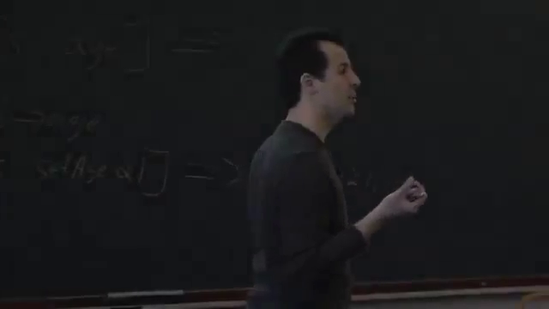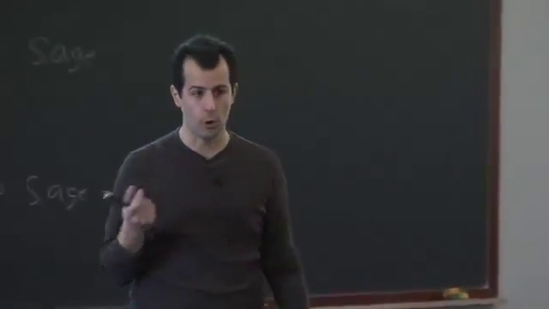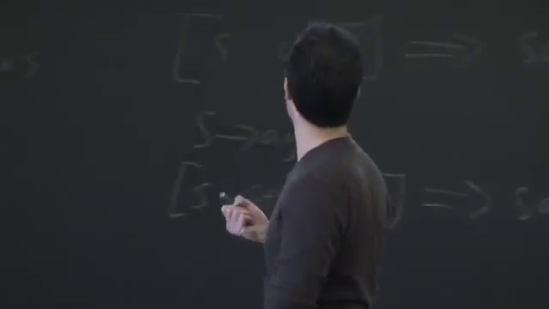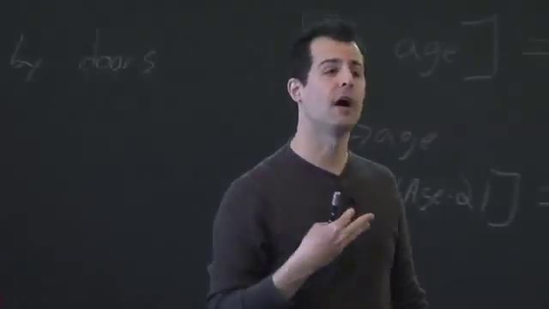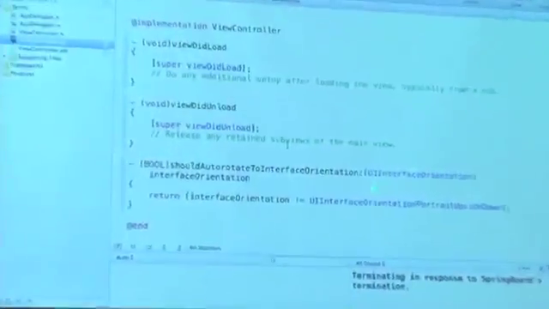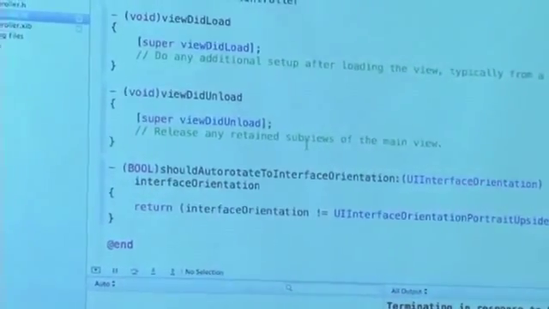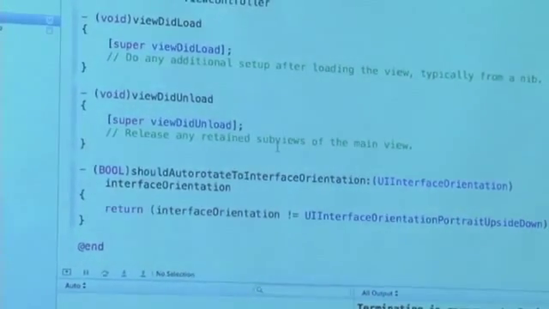Remarkably, this does what it says. This is a method that's supposed to return yes or no, true or false, if the device should be allowed to rotate to the specified argument. The argument is actually a constant. So UIInterfaceOrientation is an enum, I believe. And an enum, recall, is just a comma-separated list of constants.